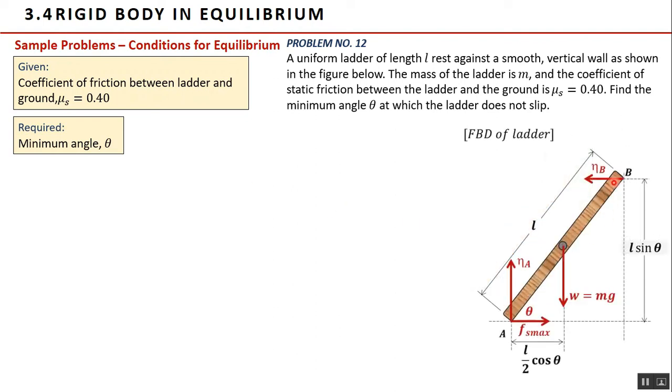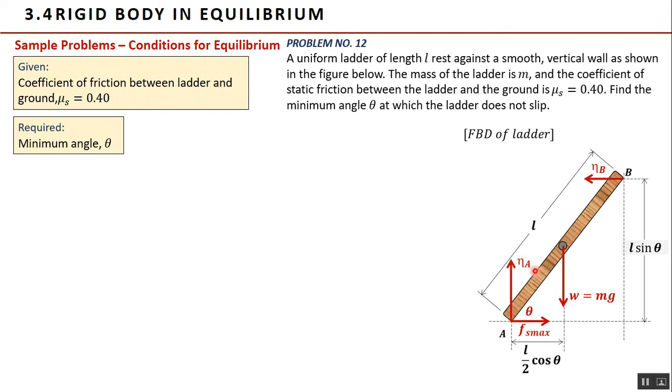So this is the ladder, and this is the minimum angle theta. We label the ends of the ladder as point A and B, respectively. Then, we indicate the forces acting on the ladder. We have the downward weight of the ladder, W. In order to support the weight of the ladder, the ground will exert an upward normal force at point A.